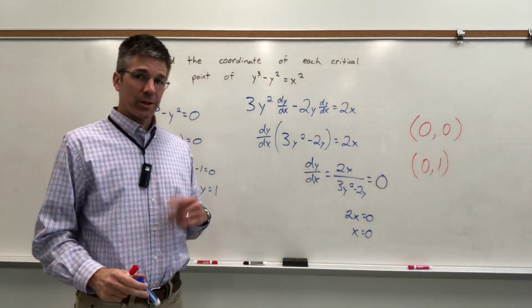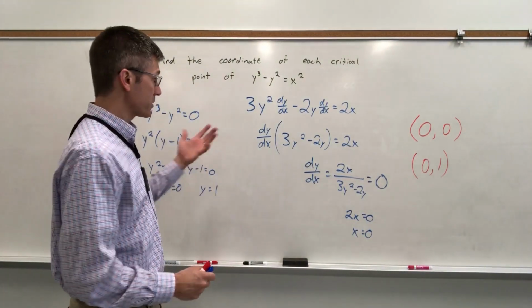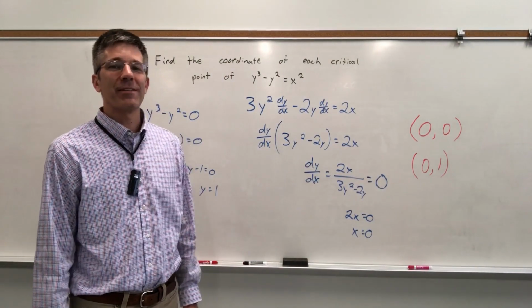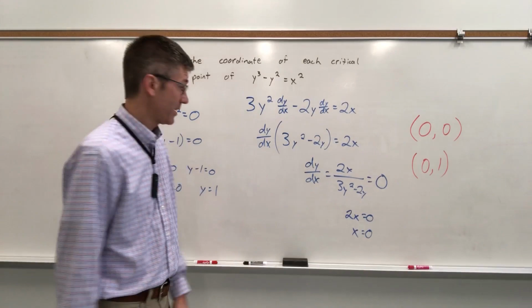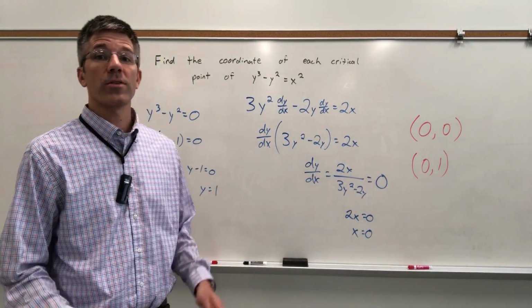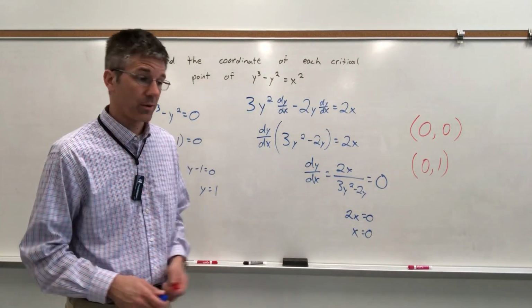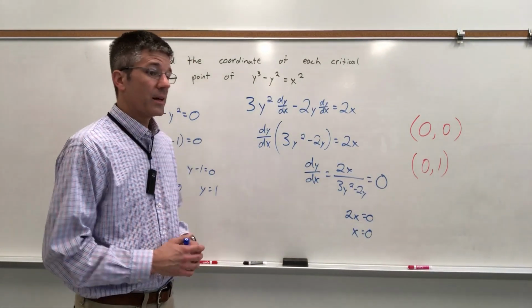So critical points occur where the derivative equals 0, mission accomplished, and where the derivative does not exist. So we also have to consider where the derivative doesn't exist, and that would be where the denominator equals 0. So we're going to consider that as well.